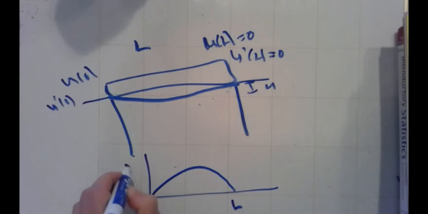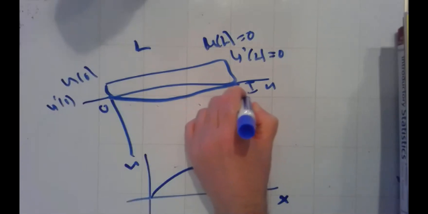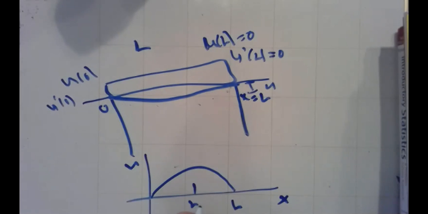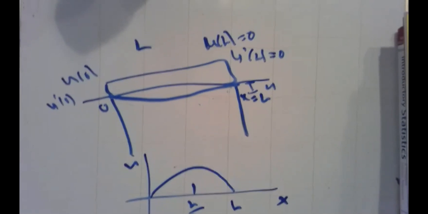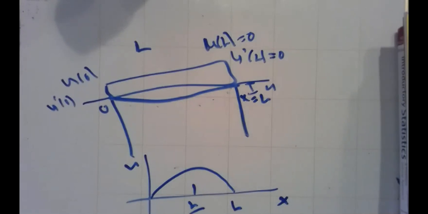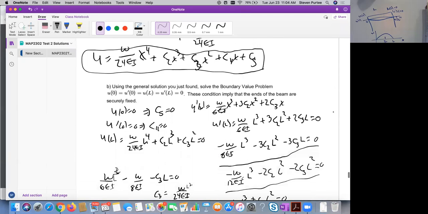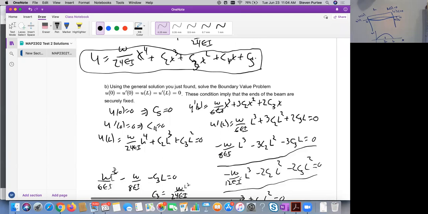Here's L. Here's how much we bent versus position, X, where this is 0 and this is X equals L over here. And our maximum bend will be in the middle, at L over 2. So we apply our boundary value conditions. U of 0 gives us C5 of 0. U prime of 0 gives us C4 must be 0. Work those details out and see.